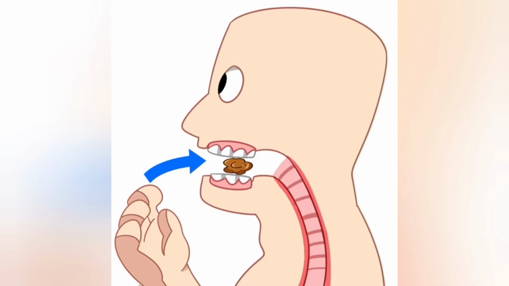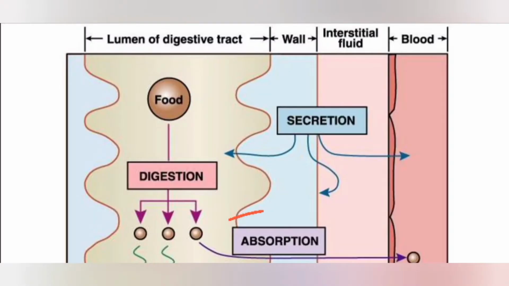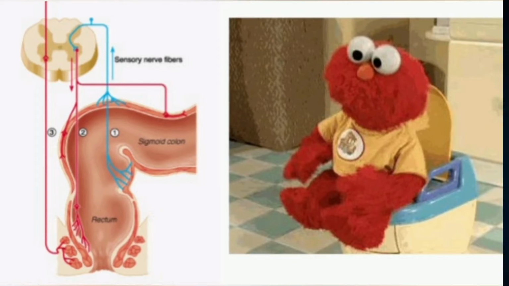Number 1, ingestion, taking or devouring of food. Second, digestion, chemical simplification of food. Third, absorption, diffusion of digested food into the blood. Fourth and the last, egestion, removal of undigested residue of the food.